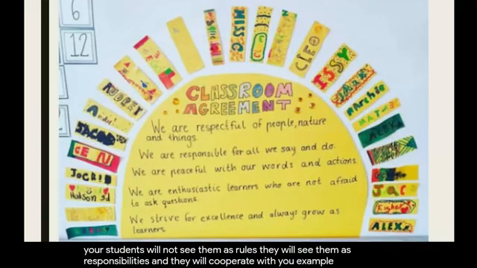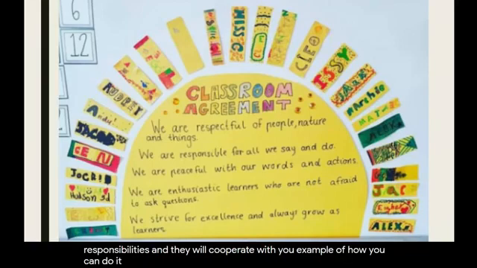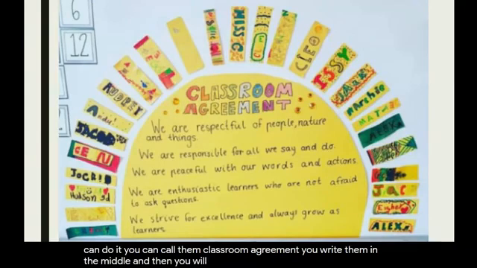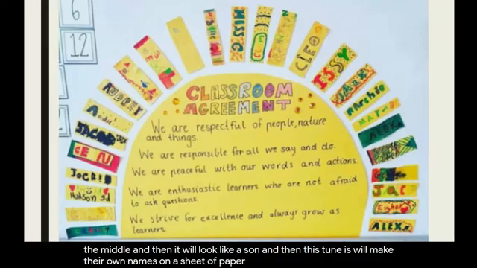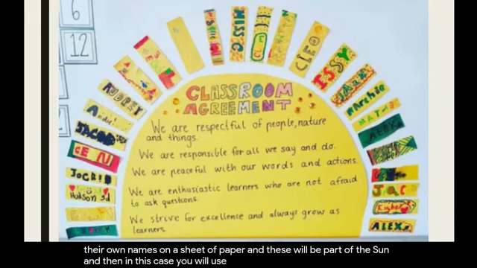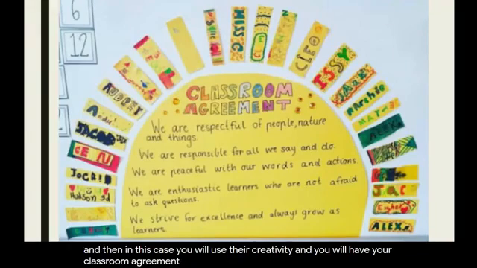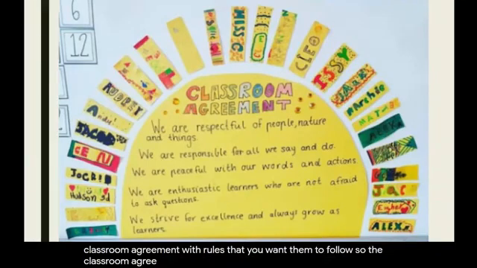Here's an example of how you can do it. You can call them classroom agreement. You write them in the middle, and then it will look like a sun. And then the students will write their own names on a sheet of paper, and this will be part of the sun. And then in this case, you will use their creativity, and you will have your classroom agreement with the rules that you want them to follow. So the classroom agreement, you write them beforehand, and the way for them to sign them is to write their names on a piece of paper.